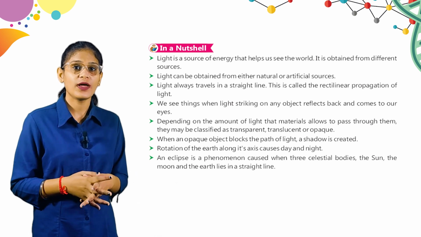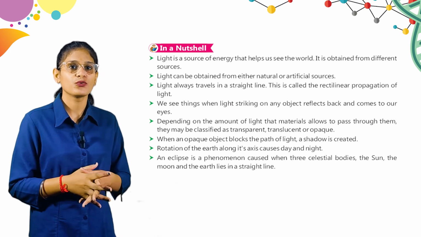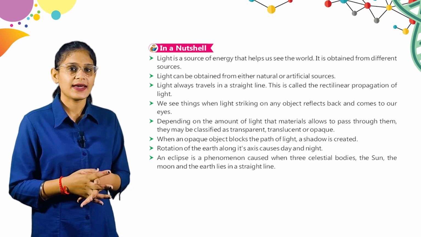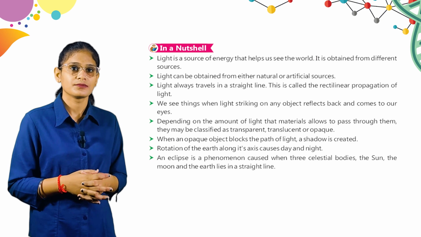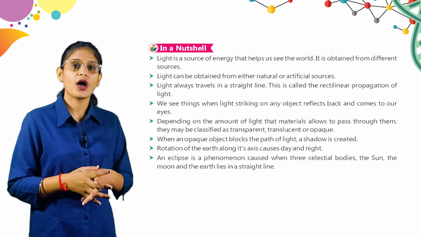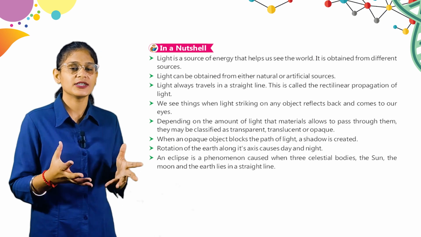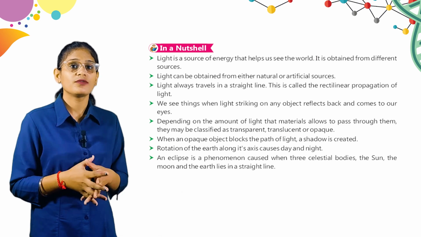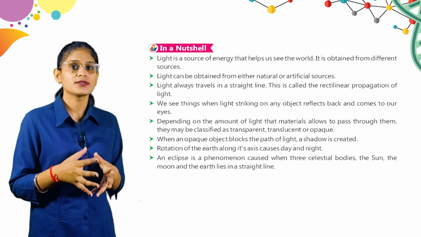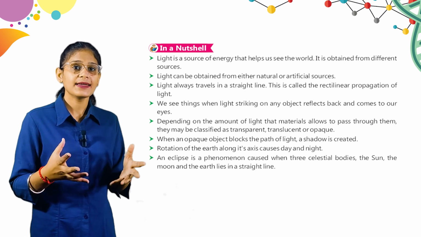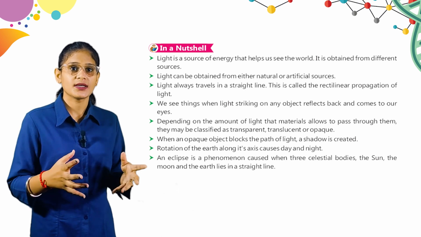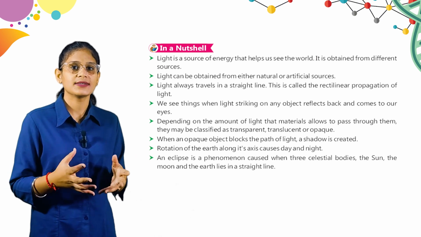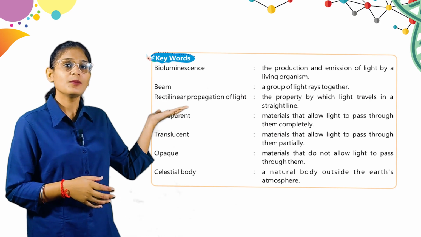Depending on the amount of light that materials allow to pass through them, they may be classified as transparent, translucent or opaque. When an opaque object blocks the path of light, a shadow is created. Rotation of Earth along its axis causes day and night. An eclipse is a phenomenon caused when three celestial bodies, the sun, the moon and the earth, lie in a straight line. Here we have some keywords.